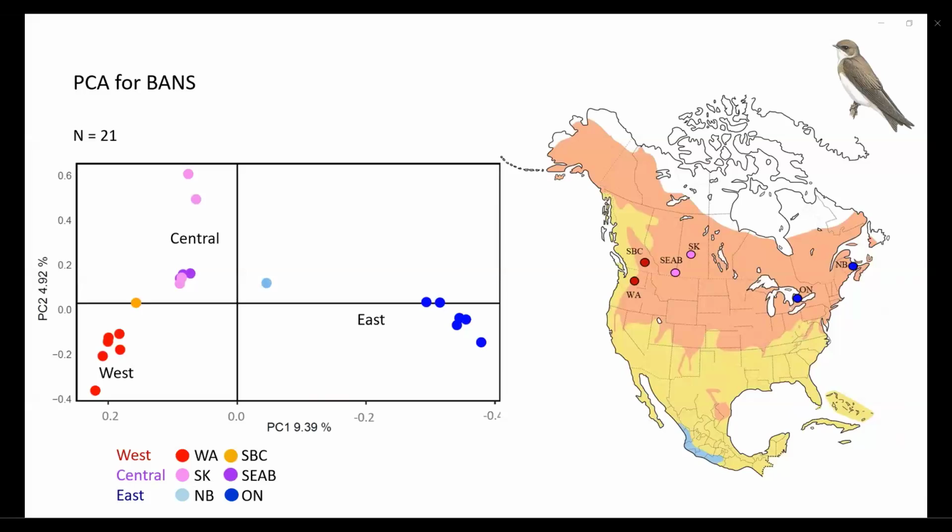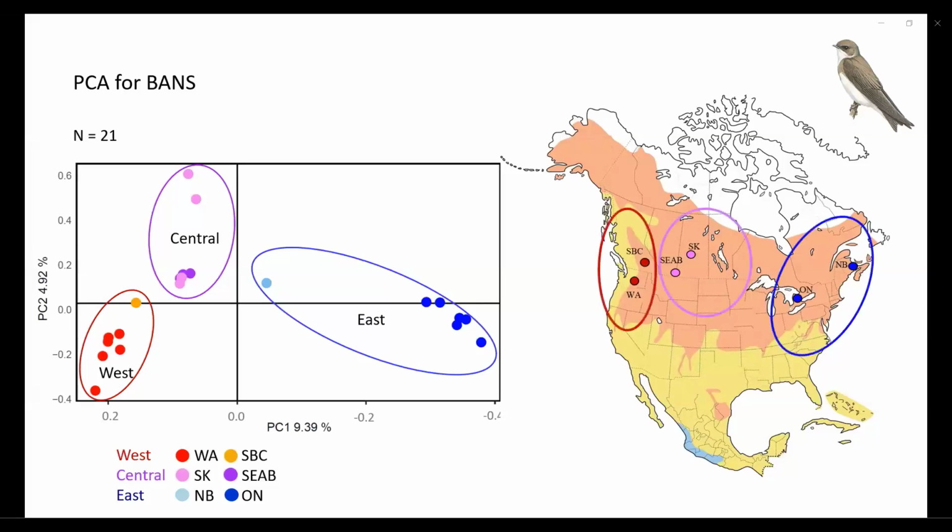Here is the principal component analysis for bank swallows. With principal component 1 and 2, we can also observe a similar pattern: west of the Rockies, central cluster, and eastern cluster. However, for some populations, we have only one sample from that site. So we are working on collecting additional samples from those sites, as well as new samples from other sites, to expand the coverage of our study.